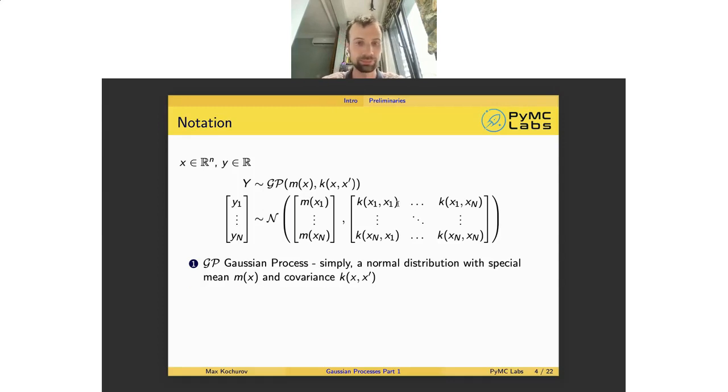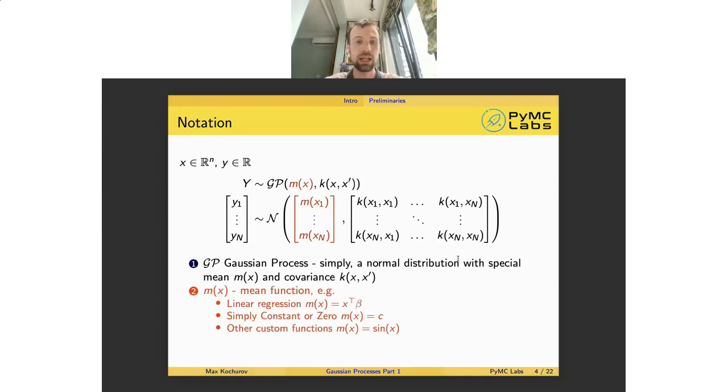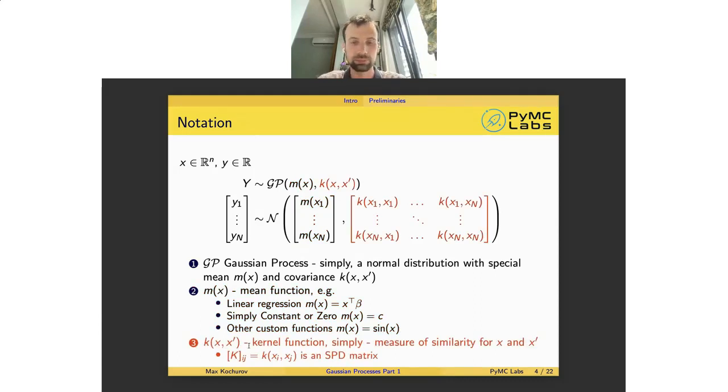As for the mean function, it can be a linear regression. It can be a constant. It can be anything else. You can put there any function you like. And for kernels, there can be transformations. There can be compositions of different kernels that all give us positive definite matrices.